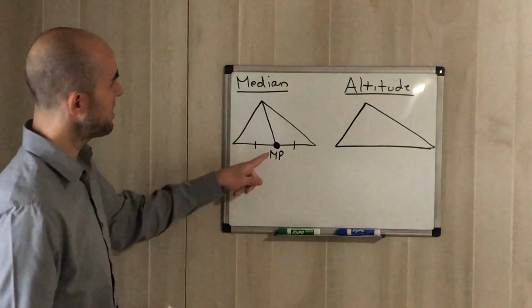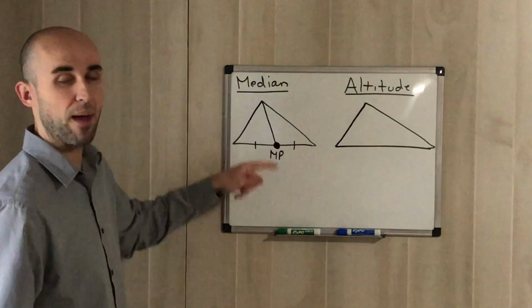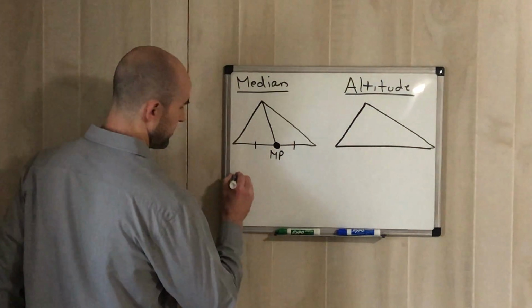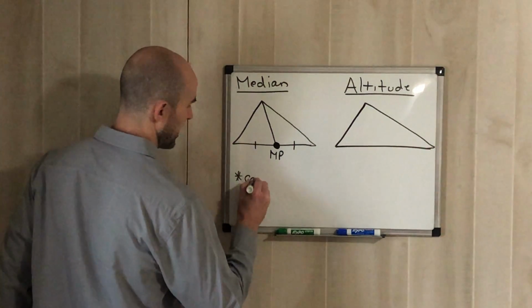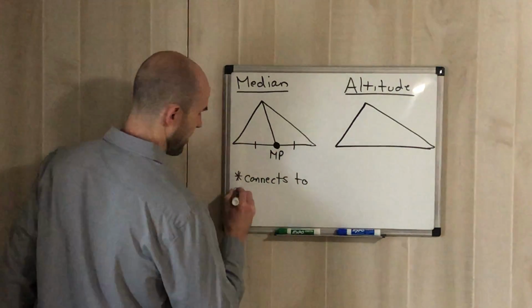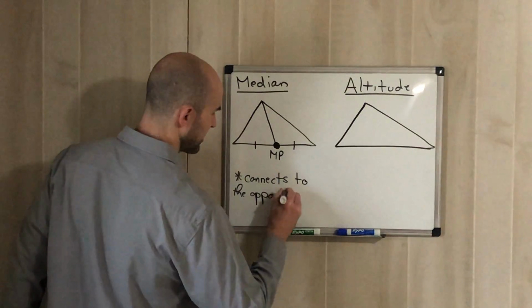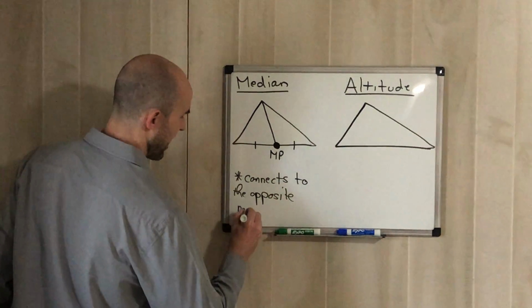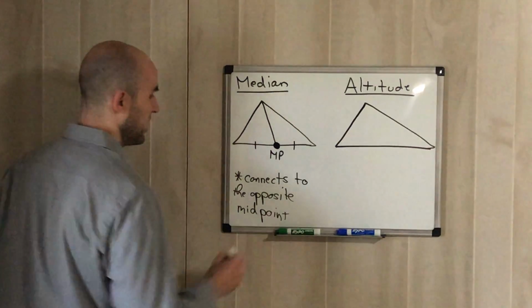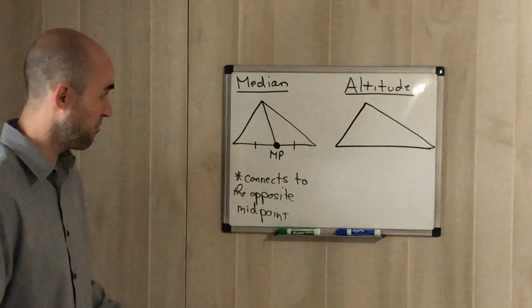And we know that that's a midpoint because, again, if these two segments are congruent, automatically we know that point has to be in the middle. So what we know about a median is that it connects to the opposite midpoint, right? That's what a median is. It literally connects to the opposite midpoint. So whenever we're talking about a median, it has to connect to the opposite midpoint, right?